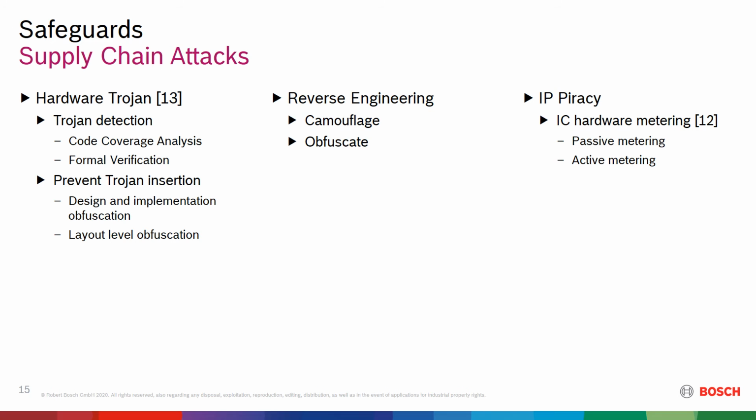And in case of active metering, these are all the mechanisms that are used to monitor, control, lock and unlock ICs post fabrication. So for locking and unlocking, you could use a public key infrastructure, or you could come up with a design of the finite state machine in such a way that only the correct input would unlock the feature.